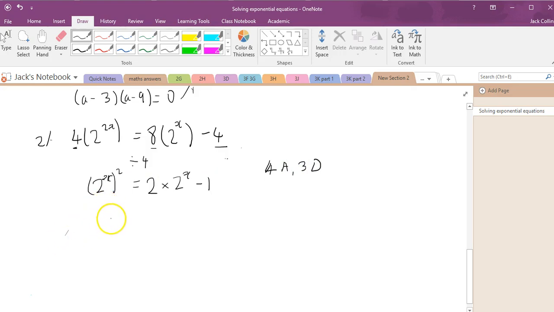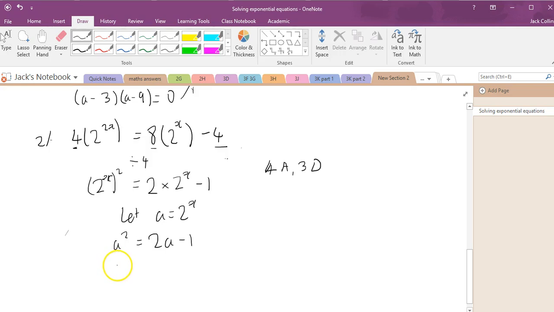So we got (2^x) squared is equal to 2 times 2^x minus 1. So now we let a equal 2^x. Okay, so now we've got a squared is equal to 2a minus 1. Now from here, it'd be great if you could pause the video, look back at your previous example and see if you can solve it.